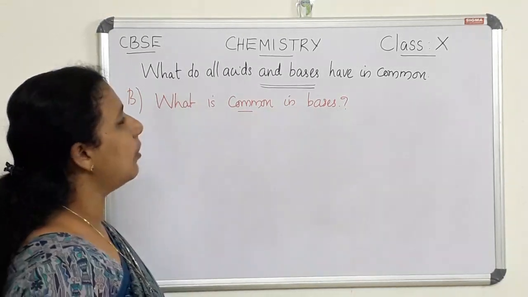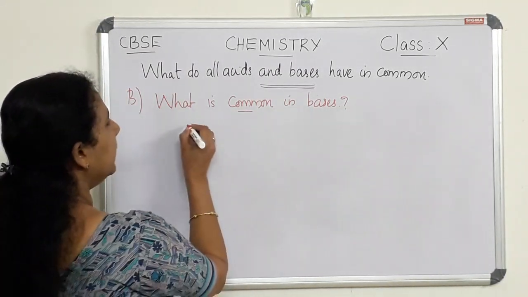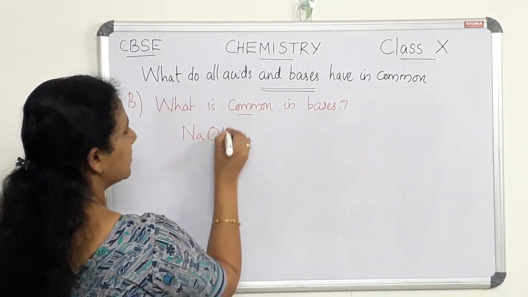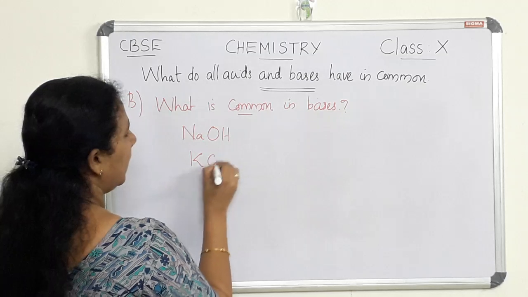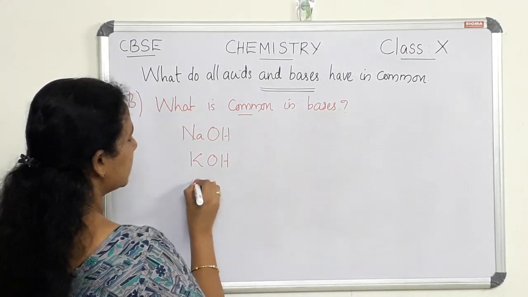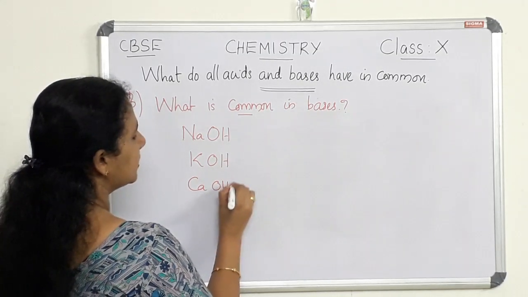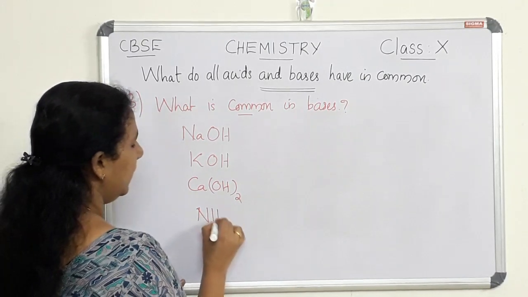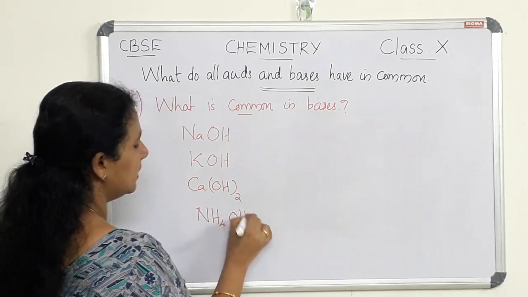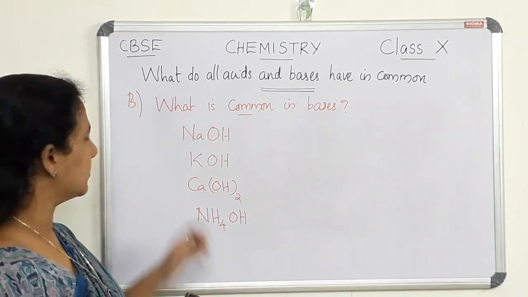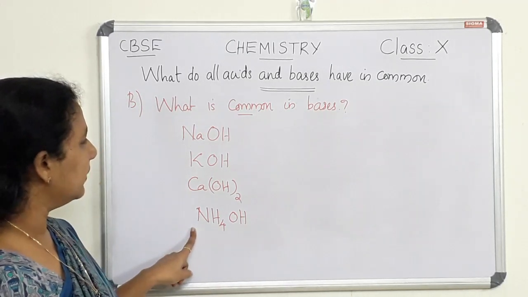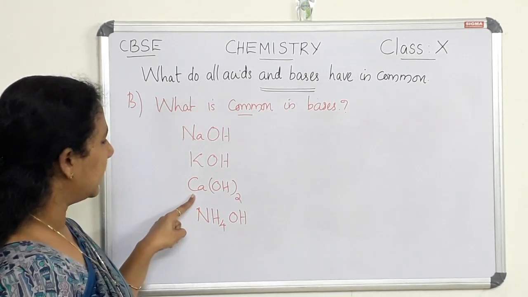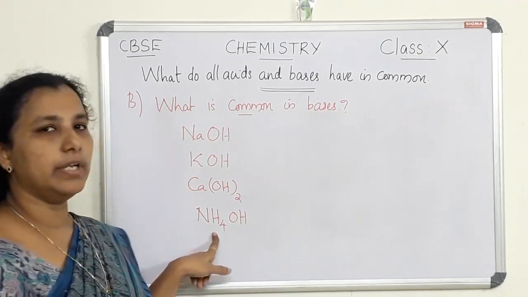Now let's see what is common in bases. So we can write some examples of bases: NaOH, sodium hydroxide; KOH, potassium hydroxide; Ca(OH)2, that is calcium hydroxide; then NH4OH, that is ammonium hydroxide. So these are the common bases we are always using: sodium hydroxide, potassium hydroxide, calcium hydroxide and ammonium hydroxide.